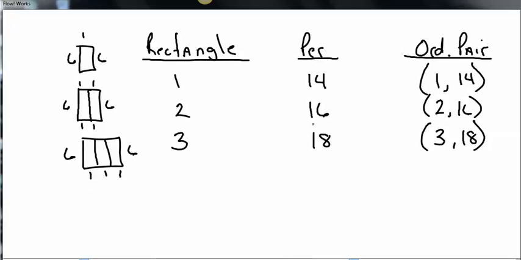What's the pattern? Somebody give me the pattern. You're adding 2 every time here. But what if I told you there was 42 rectangles? What's the perimeter? That's what you're trying to do now. Okay? We're seeing this pattern. When there's 1, there's 14. When there's 2, there's 16. When there's 3, there's 18. These are going up by 1. These are going up by 2. Yes?